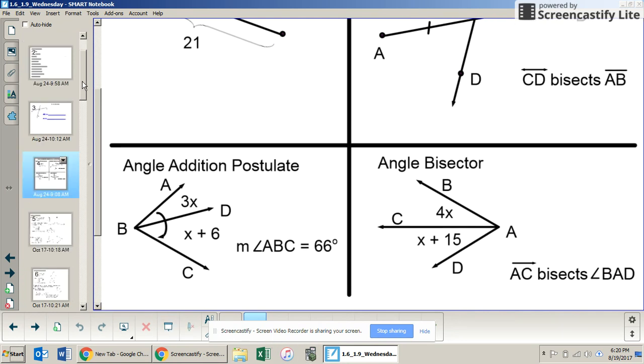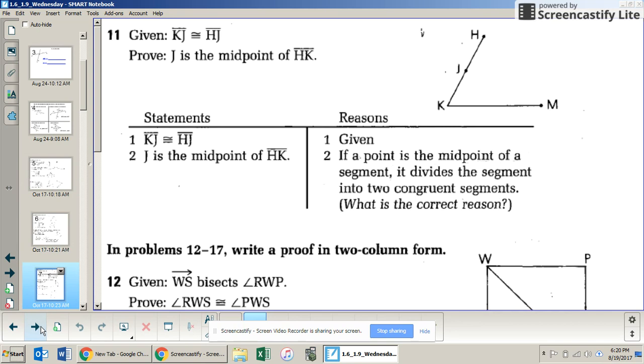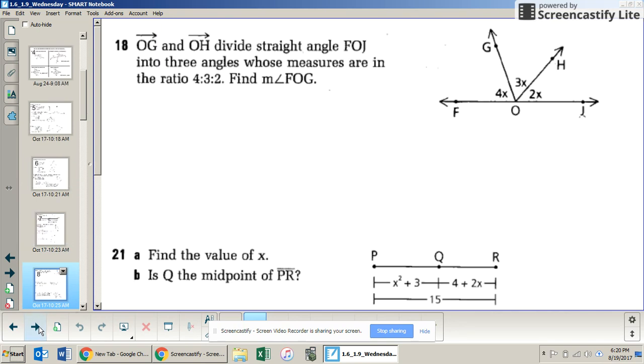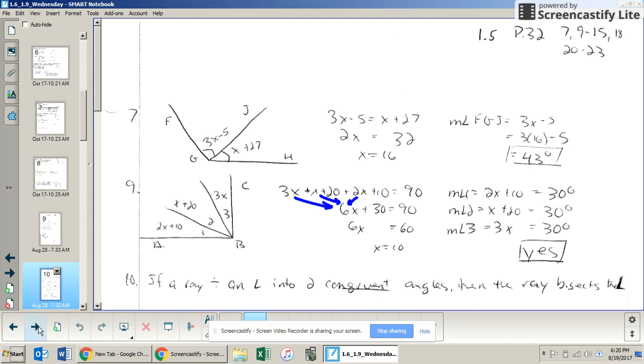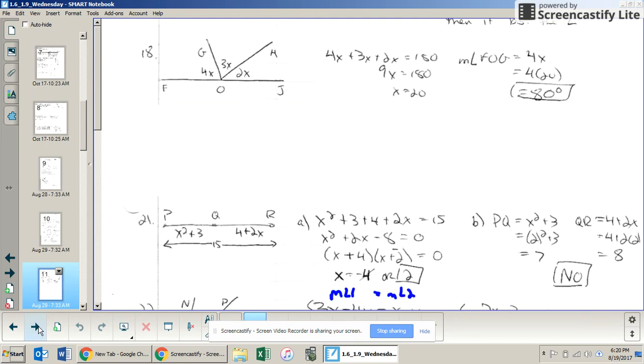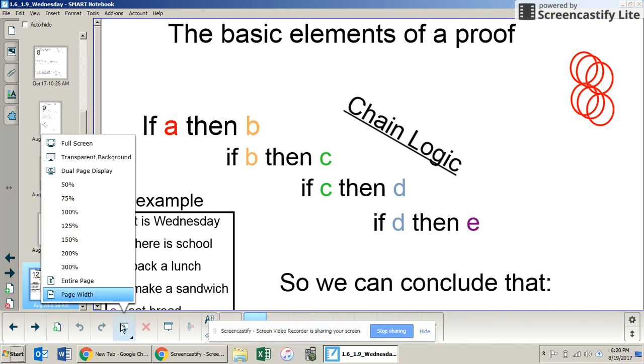Okay, I am going to post some of these homework problems and some of these homework answers on Canvas for you guys to look over, and hopefully you can work together to figure out why the answers are what they are. And I want to jump right into our basic elements of proof today.